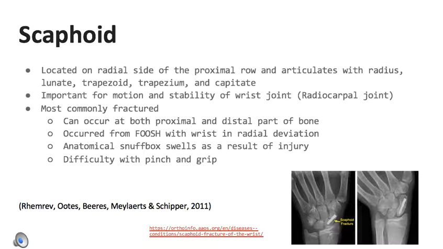The first carpal bone we are going to take a deeper look at is the scaphoid bone. The scaphoid bone is located on the radial side of the proximal row and articulates with the radius, lunate, trapezoid, trapezium, and capitate. The scaphoid is one of the largest bones in the proximal row, and its name is derived from the Greek scaphos. Scaphos means boat, which is what the bone resembles. The bone is important for motion and stability of the radial carpal joint, which allows for flexion and extension, as well as abduction or radial deviation and adduction or ulnar deviation.